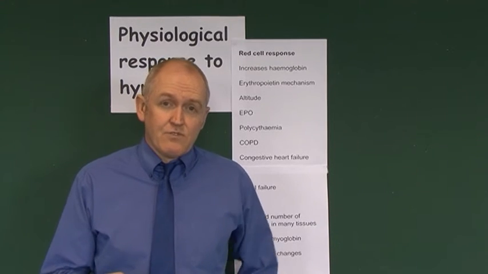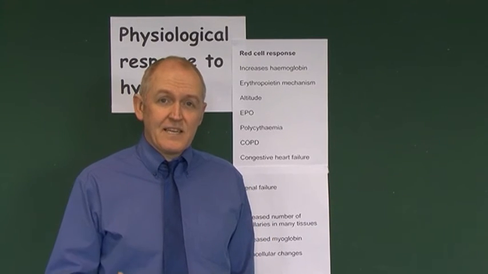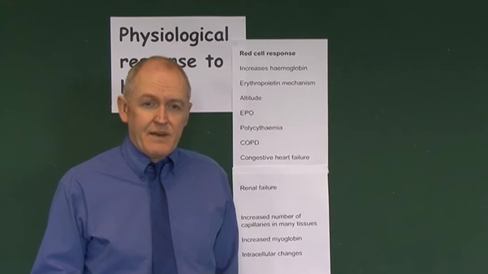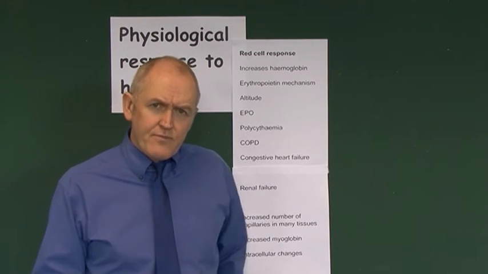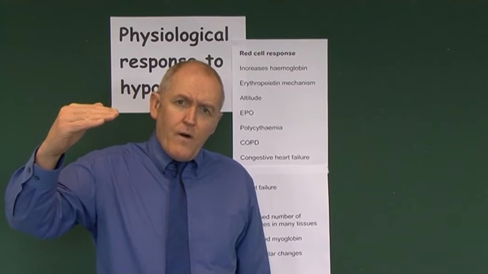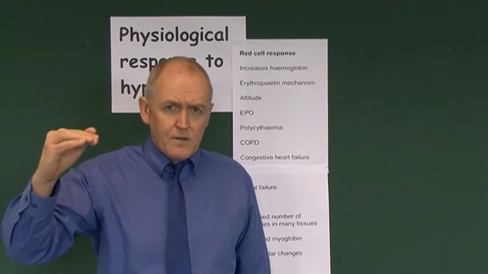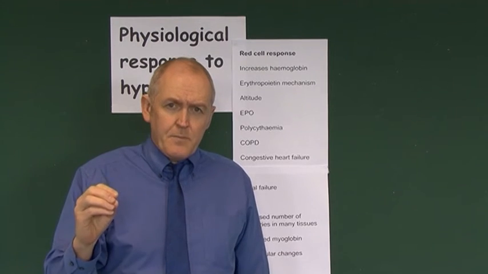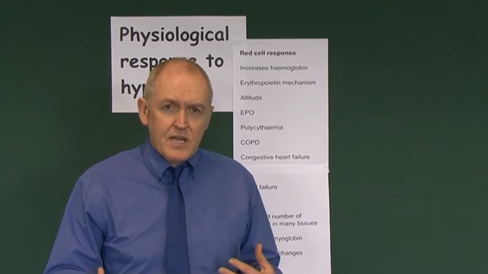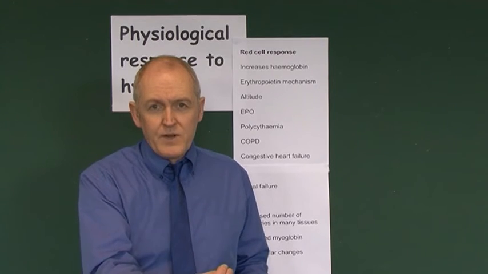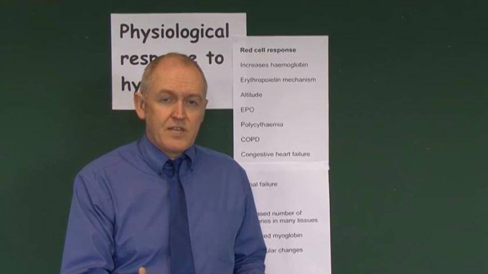So in this red cell response, we're getting increasing amounts of haemoglobin in the blood via the erythropoietin mechanism. This will happen, for example, if someone goes and lives at altitude. If you go up a mountain and stay there for a while, where there's a lower partial pressure of oxygen in the atmosphere, there'll be less oxygen in the blood. That'll be detected by the kidney. The kidney will produce more erythropoietin, and you'll produce more red blood cells.